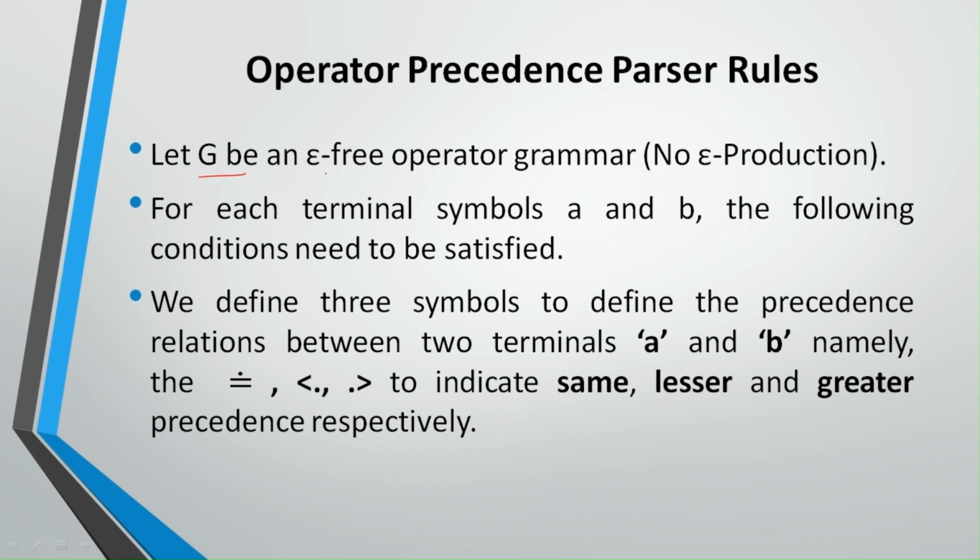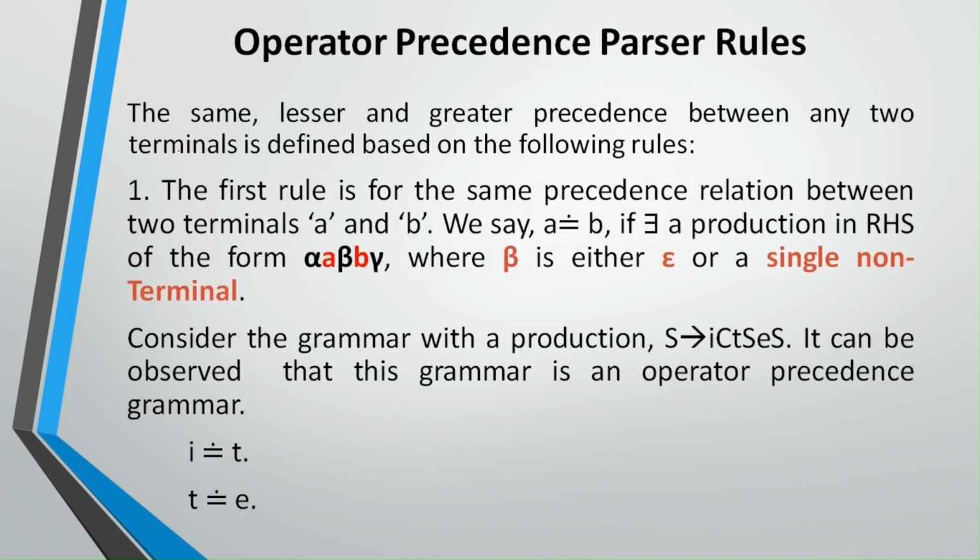So let G be an epsilon-free operator grammar, that is, no epsilon production. For each pair of terminal symbols A and B, the following conditions need to be satisfied. We define three symbols to define the precedence relation between two terminals A and B, namely same, lesser and greater precedence respectively. So how are these relations calculated? The first rule talks about the same precedence relation.